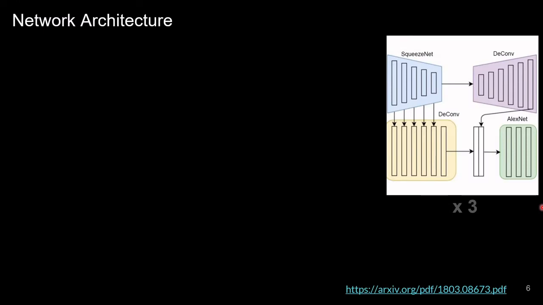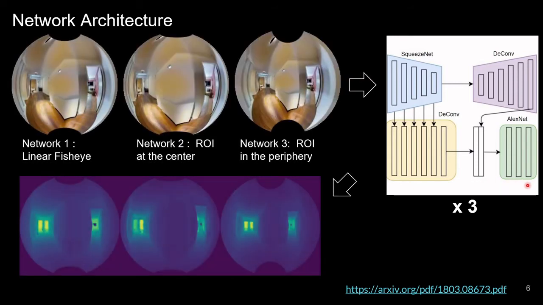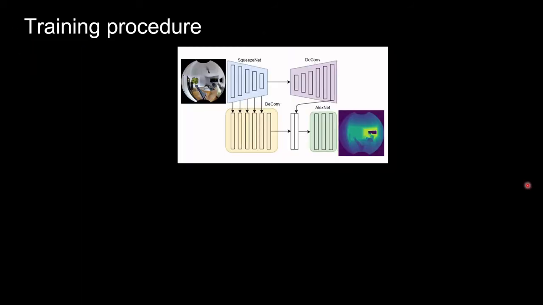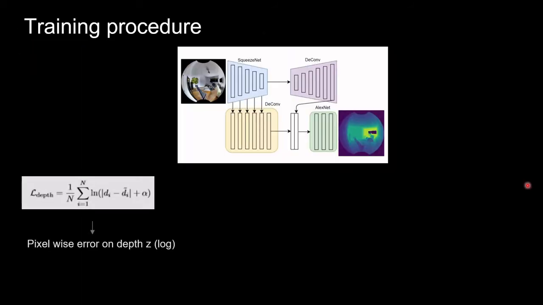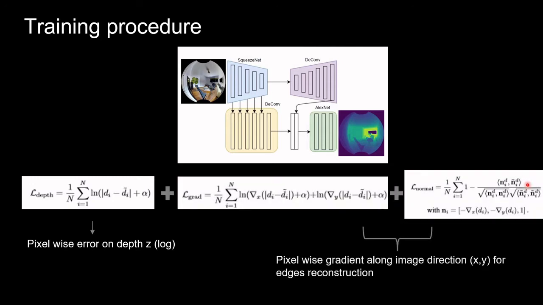We then use this dataset to train 3 different networks with the same architecture borrowed from UNL, a 4-block network composed of SqueezeNet, multi-scale feature extraction deconvolution layers, a fusion block, and AlexNet for the final depth reconstruction. For the training, we use a weighted sum of 3 different losses still borrowed from UNL: a pixel-wise log error on depth to get an accurate depth map, and 2 losses that evaluate the error along the image direction at different scales for a more accurate edge reconstruction. We used Adam optimizer and trained each network for 1,200 epochs.